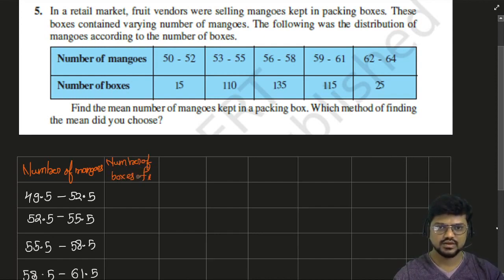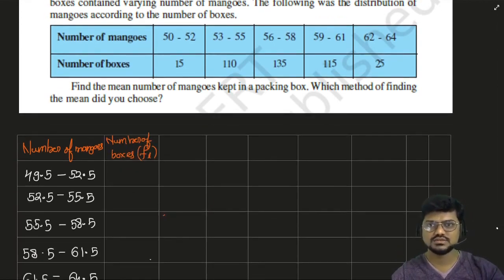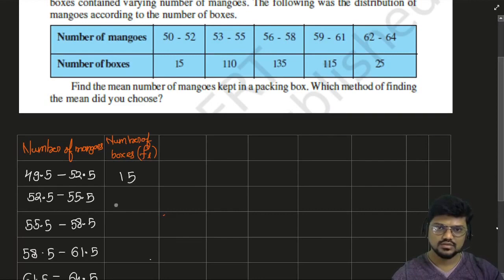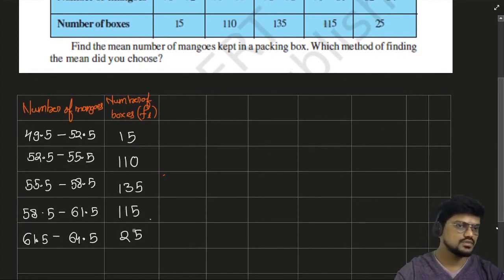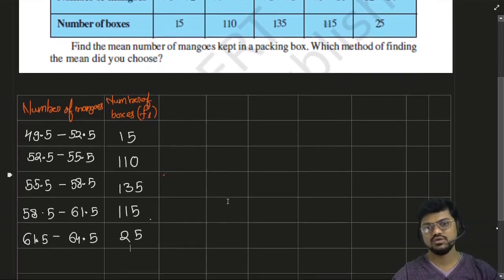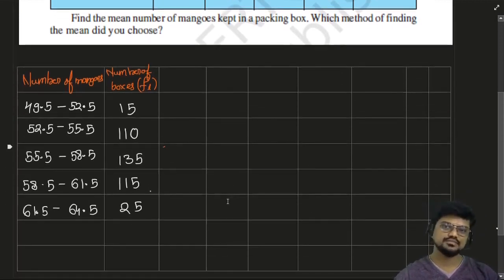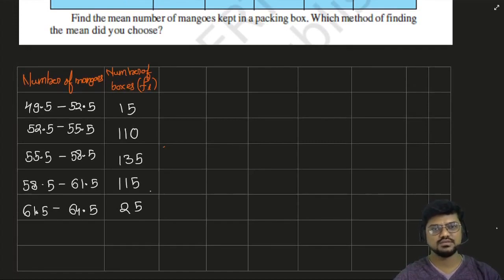That is what your fi is. So that is 15, 110, 135, 115 and 25. Now, once this is done, we'll find the class mark.